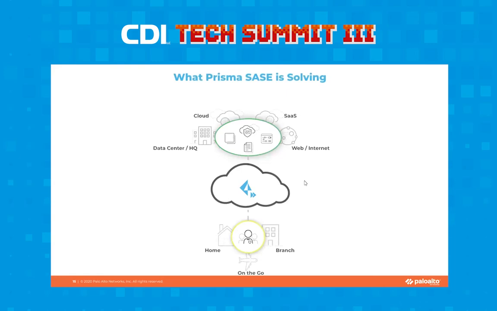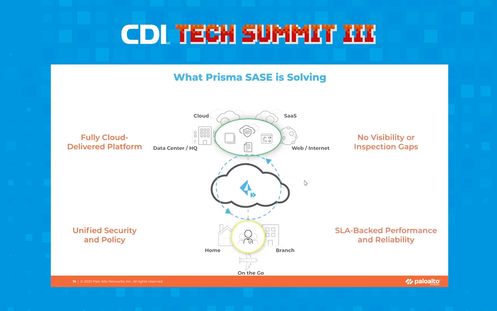So what we're trying to solve for is making sure that we have a fully cloud-delivered platform. So nothing required on-prem to make that service work, other than a means of creating connectivity, so a tunnel from a user or a branch location to the cloud service. But we're unifying the security and policy. By sending all traffic to a cloud service, you can reduce and eliminate visibility and inspection gaps, right? Because there's no split tunneling. There's not one product handling data center and cloud traffic, and another product handling SaaS and internet traffic. It's all one. All of it goes to one cloud, and then the cloud inspects the traffic and routes it off from there, all with SLA-backed performance and reliability.